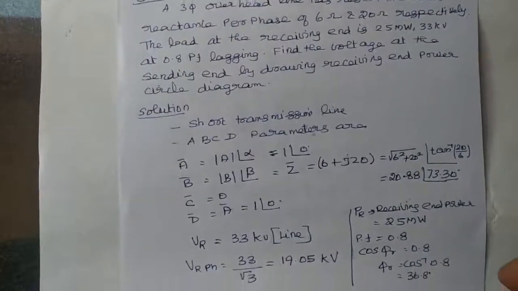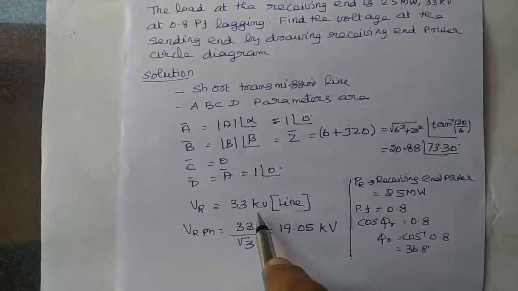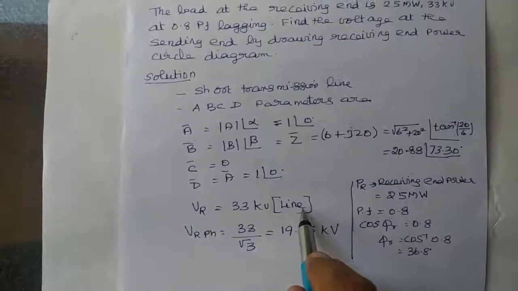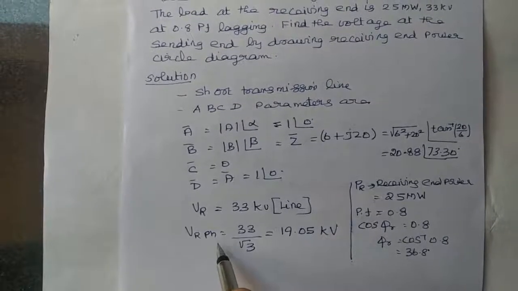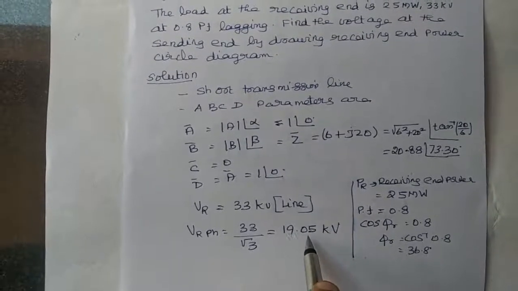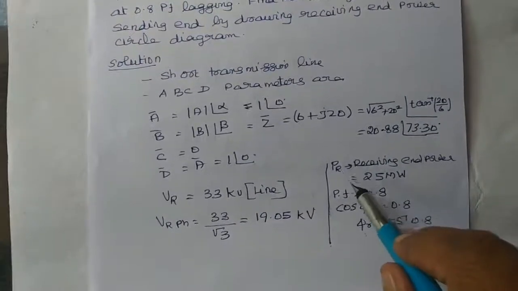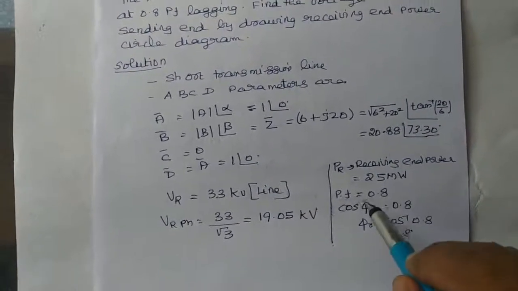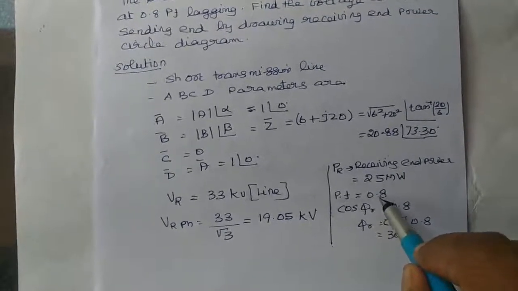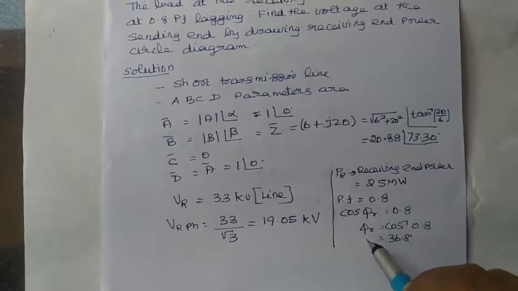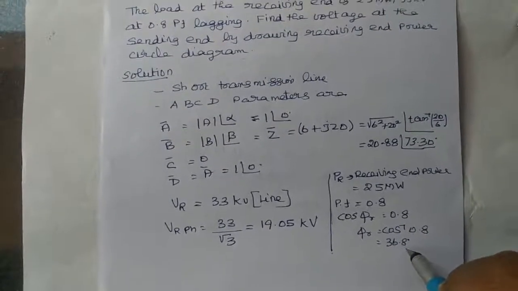The receiving end voltage is given as 33 kV, which is a line voltage. Convert this line voltage into a phase voltage, which is equal to 19.05 kilovolt. The receiving end power PR is given as 25 megawatt. Similarly, the power factor is mentioned as 0.8. From that, theta R is equal to 36.8 degrees.